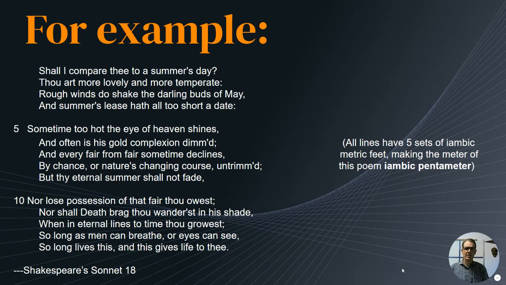Okay. So we're going to look at this, and I'm going to go through how this works. This is one of Shakespeare's sonnets, right? Each line has 5 sets of iambic metric feet. So an iamb is 2 syllables, stressed and unstressed. So each line is going to have 10 syllables because it's got 5 sets of those 2 syllable feet. So let me read through this, and I'm going to show you how this works out. First of all, I'm going to read it as I normally would, and then I'm going to read it through so that you can identify those feet.